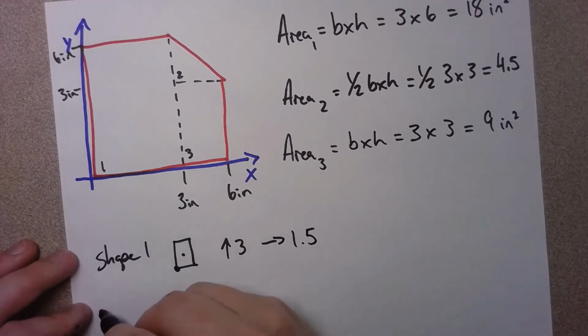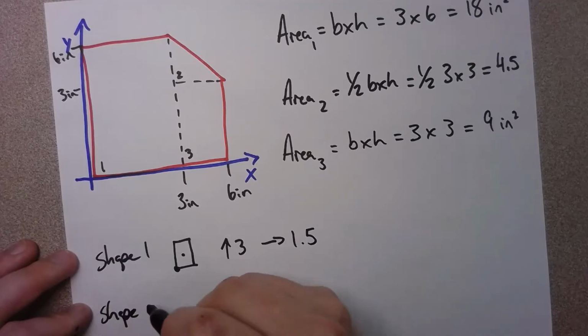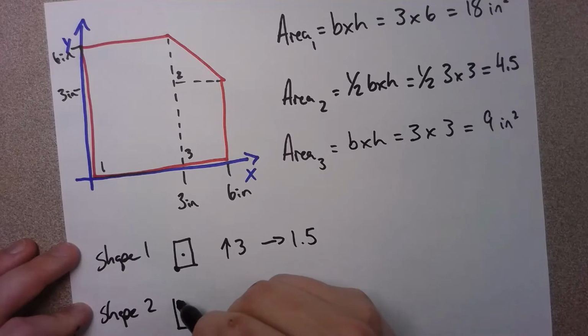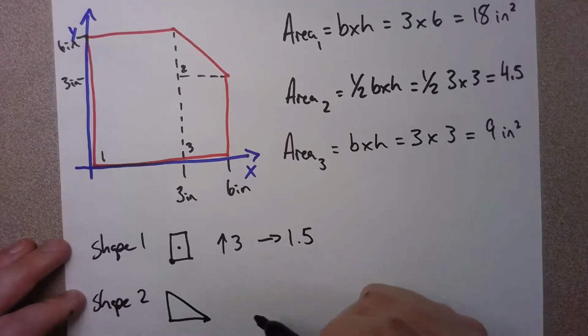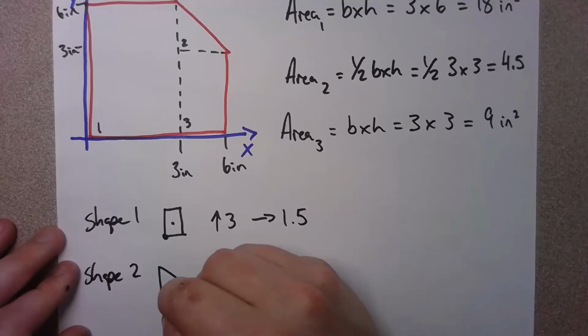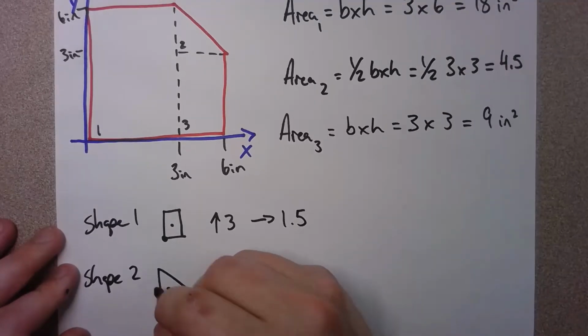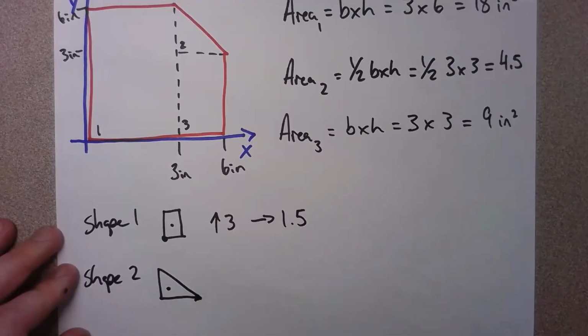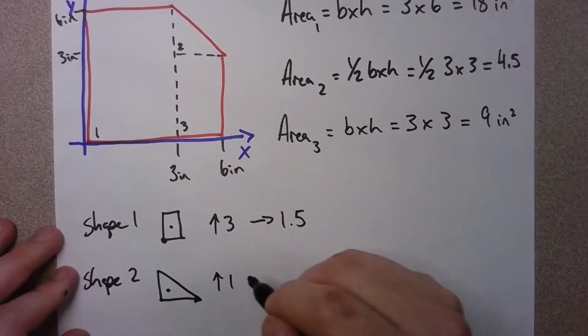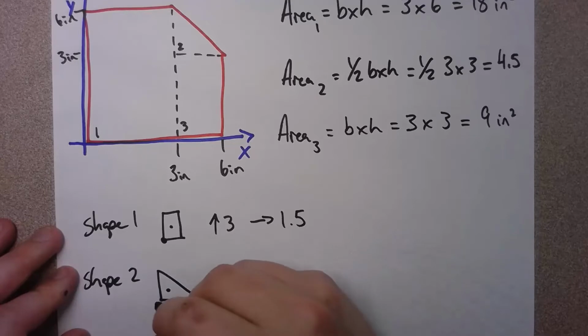Okay, shape number 2 is a right triangle. It looks like this. Make sure you can see that. And its centroid is here. It has a 3 side and a 3 side, so if we divide both of those by 3, you get 1. So it's going to be up 1 and over 1 from this point.